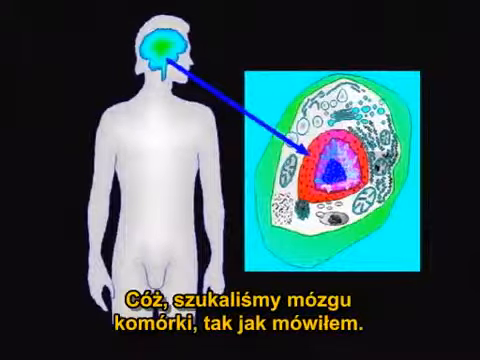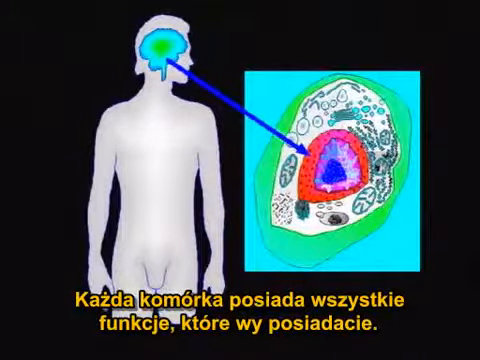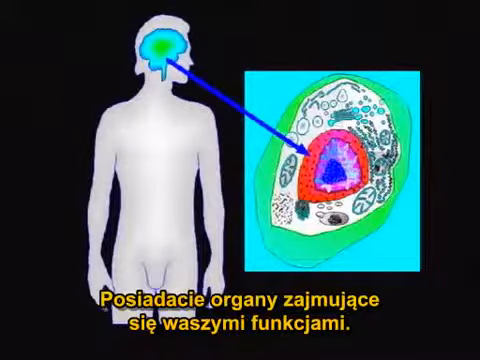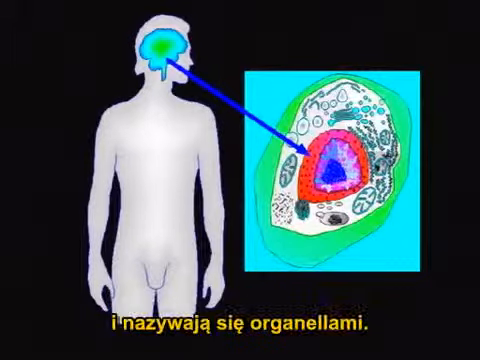Well, what we were looking for was the brain of the cell. As I said, every cell has all the same functions that you have. You have organs to carry out your functions inside a cell. There are miniature organs, and they're called organelles.